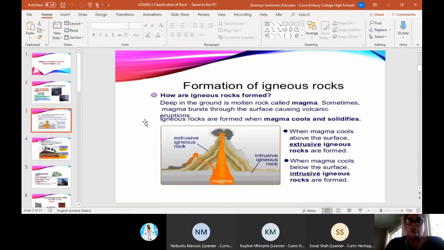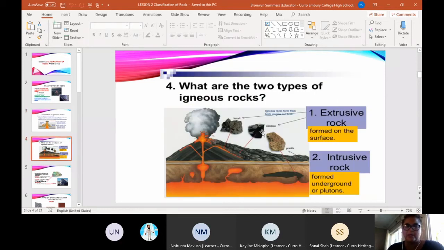So this slide was just going over how igneous rock is formed. So there's the magma. You can see it in the picture there. And you can see the differences between extrusive and intrusive. So extrusive is on the outside and intrusive is on the inside. So that's just another slide explaining that.